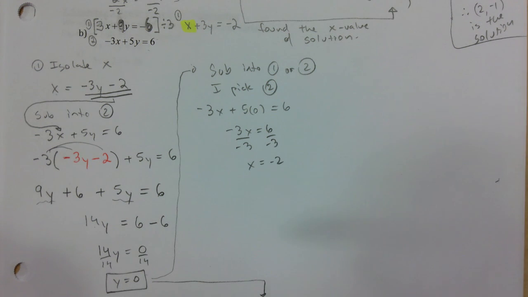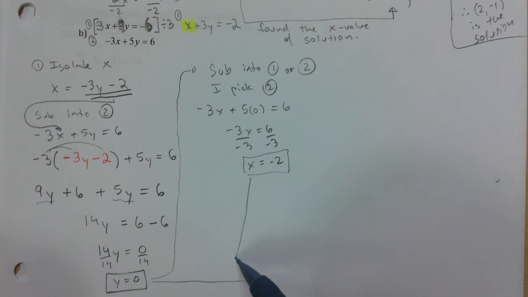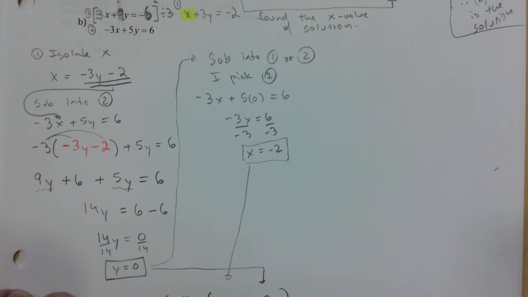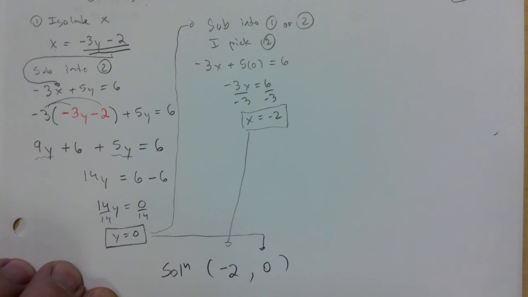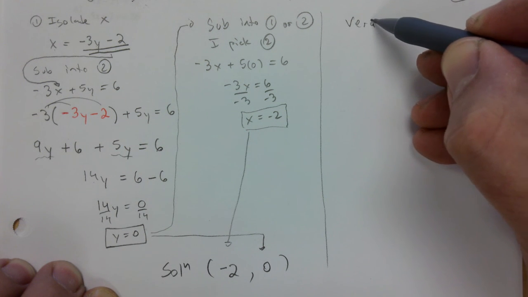I know I'm speeding up here. And this goes in there as negative 2, 0. So we know, we're pretty certain that that's our solution. We're going to verify, and that's going to be it for today.